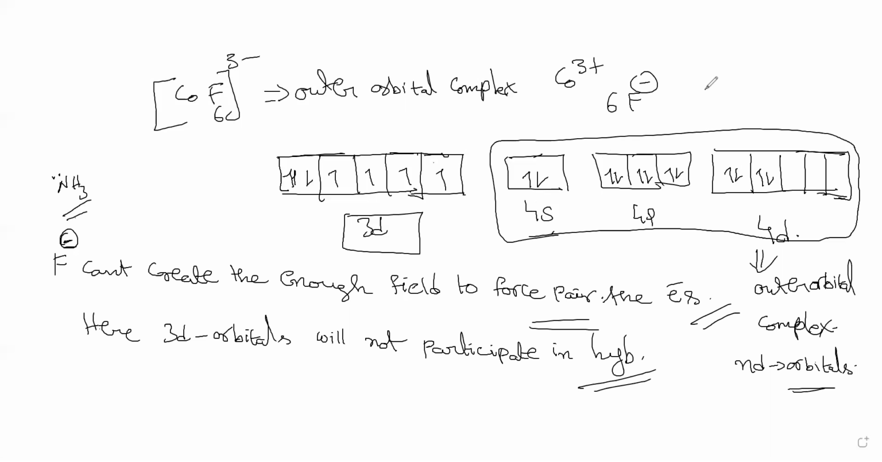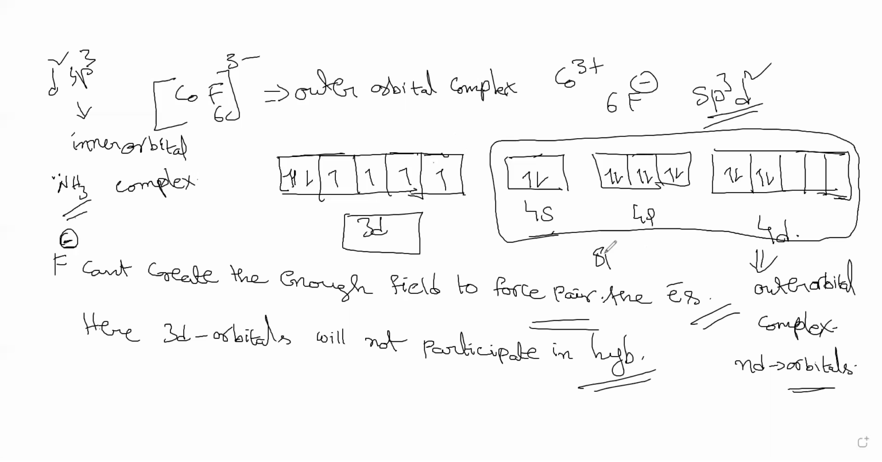Here we write the hybridization as sp3d2. The earlier one was d2sp3. d2sp3 is the case of an inner orbital complex. And now this is sp3d2, which is an outer orbital complex. I hope you understood the difference. So if d2 comes before, that is an inner orbital complex. sp3d2 is the outer orbital complex. That's the difference.